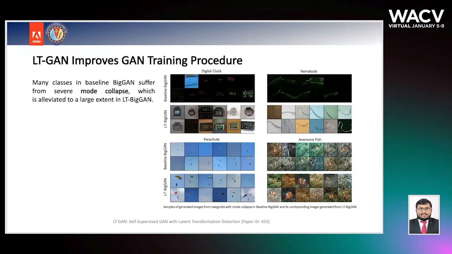Many classes in baseline BigGAN suffer from severe mode collapse, which is alleviated to a large extent in LT BigGAN. Here we show it using 4 ImageNet classes: clock, nematode, parachute and fish, and as you can see, the baseline BigGAN images exhibit lower diversity and poor quality, while the LT BigGAN images exhibit much better quality and diversity.